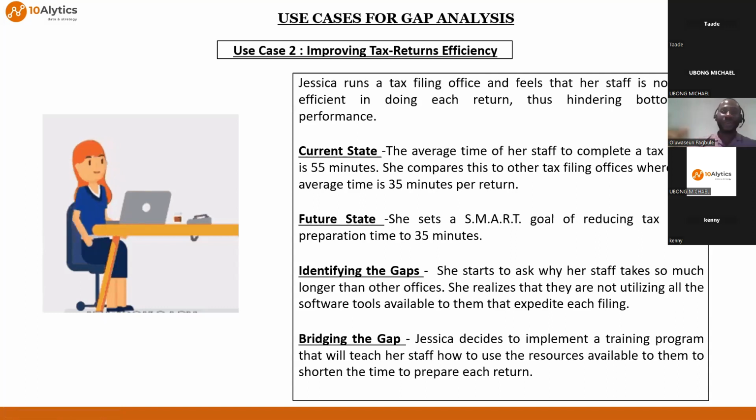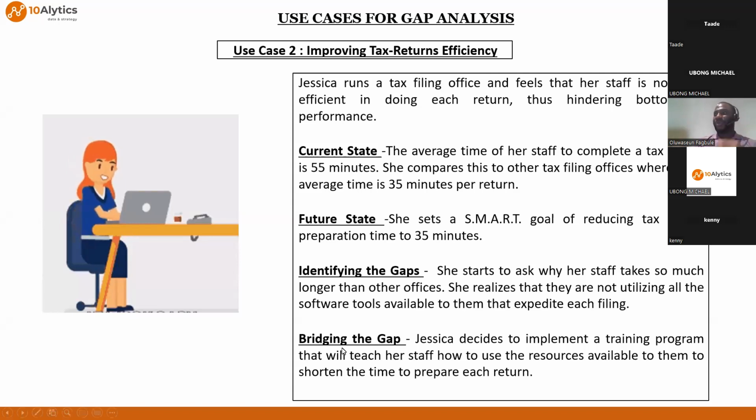Right. So there are different tools that you can use. Maybe they've been manually calculating and just using Excel, and even though there are software tools available for them to plug in these numbers and calculate the tax return, they are not using those tools, right?